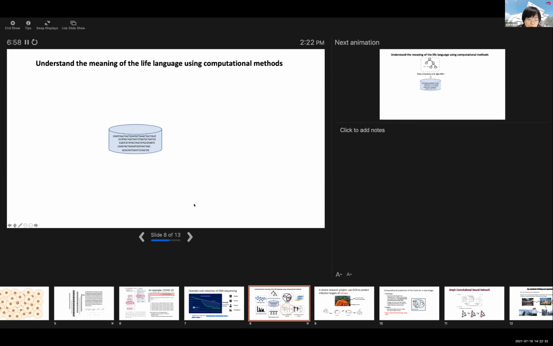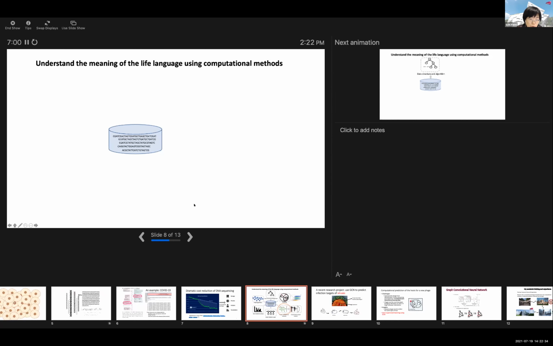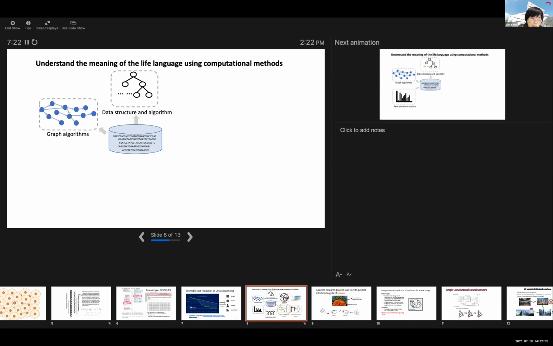Okay, so let me briefly talk about the skills or the tools we use when we analyze our genomic data. For example, we need lots of advanced data structures and algorithms, such as how to store all this data. You actually need very efficient database indexing algorithms to store all this data. And we need graph algorithms.